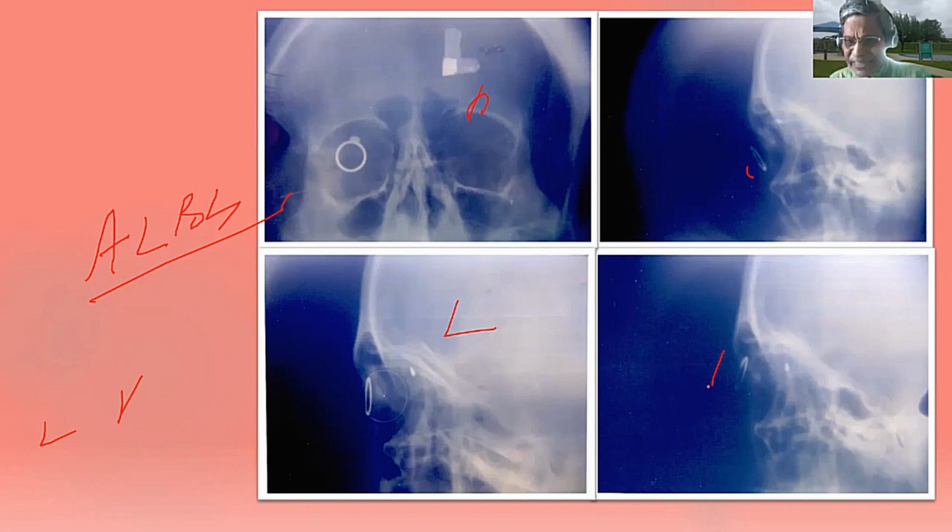Now, for exam purposes, this X-ray plate is used to find out the location of a foreign body. Can you see here? This is a round, ring-like thing. This is called a limbal ring. You know, we have the cornea and the limbus. You have to suture this ring around the limbus, with one or two sutures, so that the ring is kept in place. This limbal ring is made up of silver.